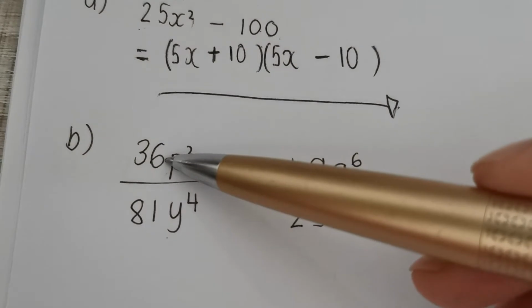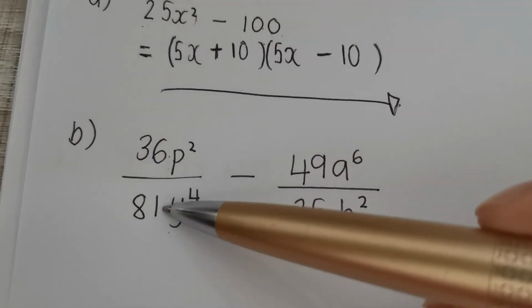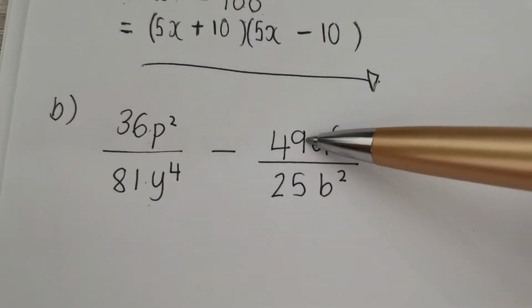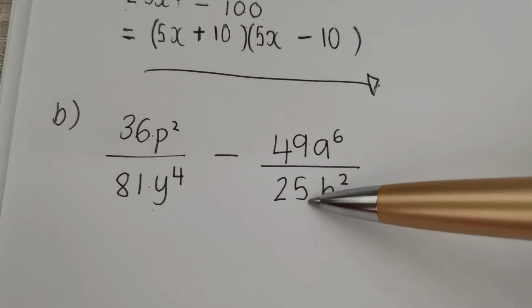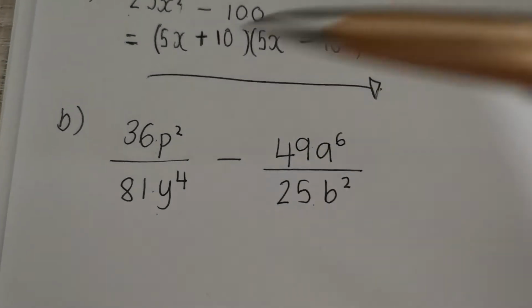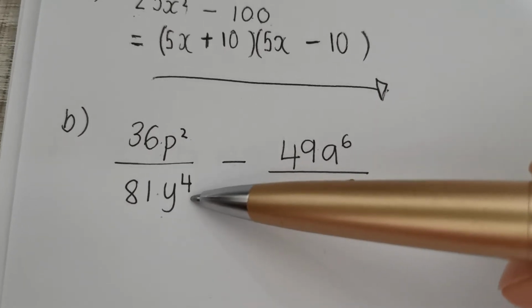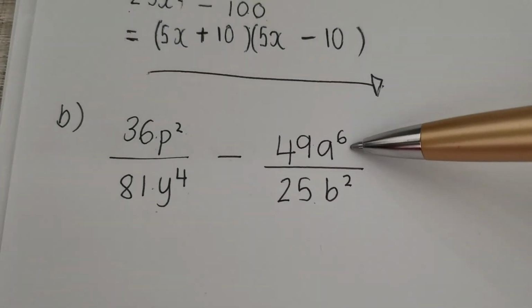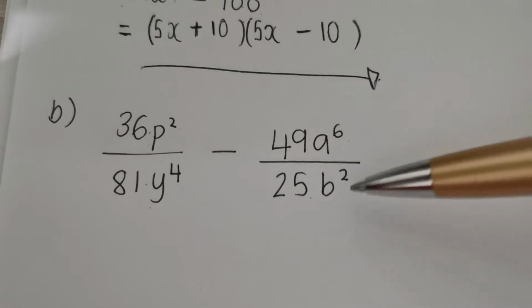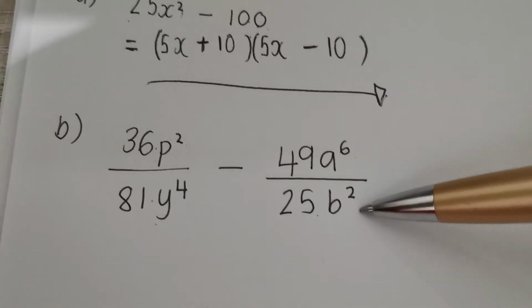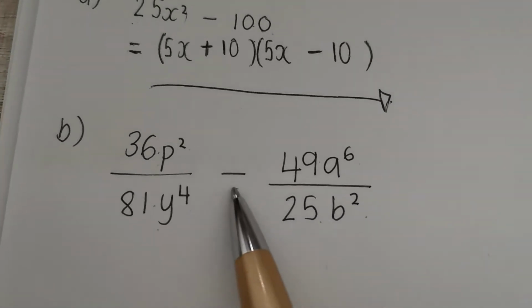Can you see? Perfect square, 6 times 6. Perfect square, 9 times 9. Perfect square, 7 times 7. Perfect square, 5 times 5. From the variables, b squared, perfect square. Y to the power of 4, perfect square. A to the power of 6, it's an even number, so perfect square. B to the power of 2, so perfect square. And can you see there's a minus sign?